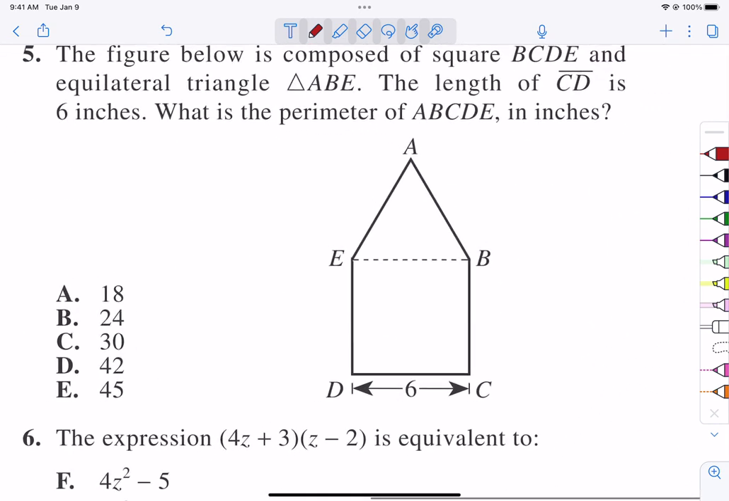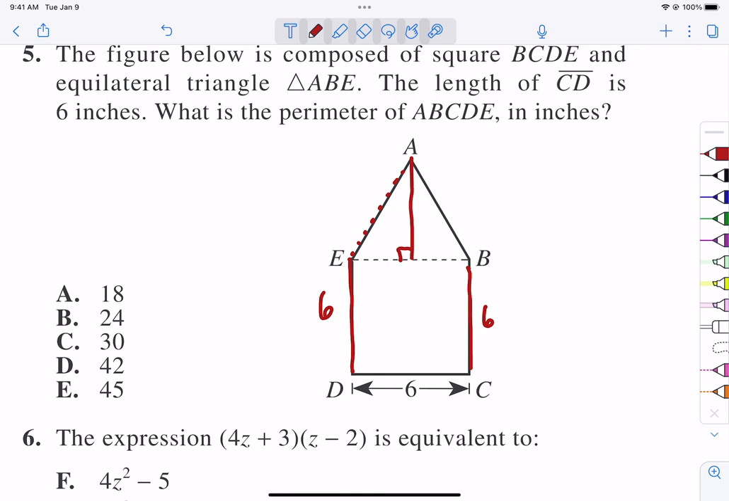Let's take a look at this. This said that we have an equilateral triangle on top of a square. They have given us that this length is 6. What is the perimeter? Well, just think about this is 6. This is 6. The ones that are weird are what are these? Well, we know some things. If you divide 180 by 3, what do you get? 60. You get 60, right?